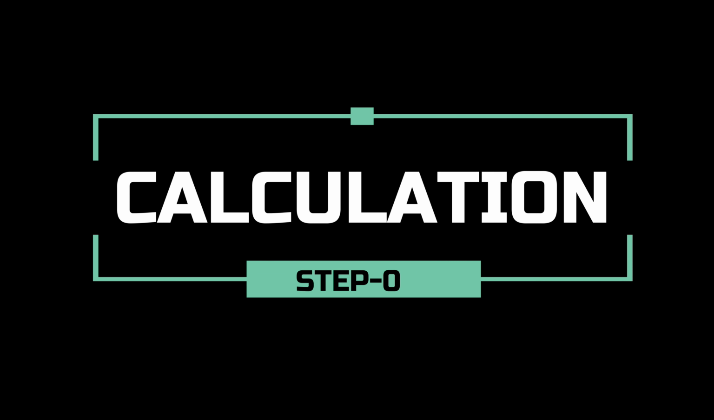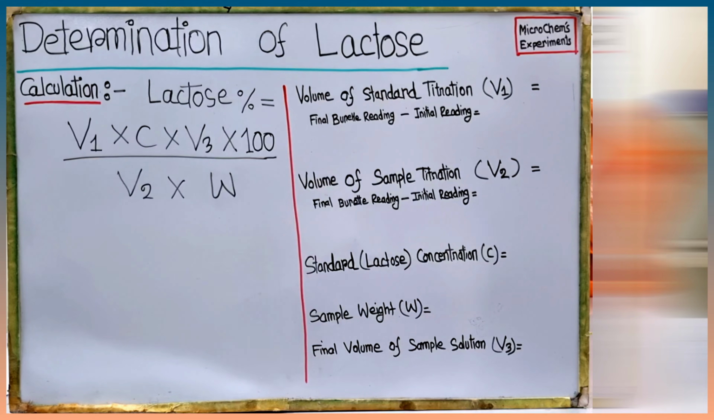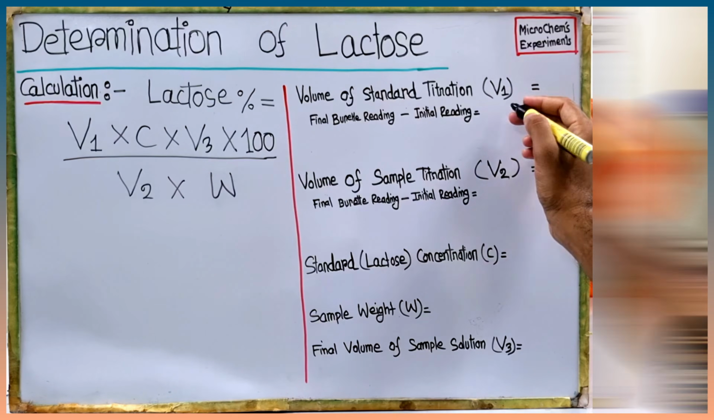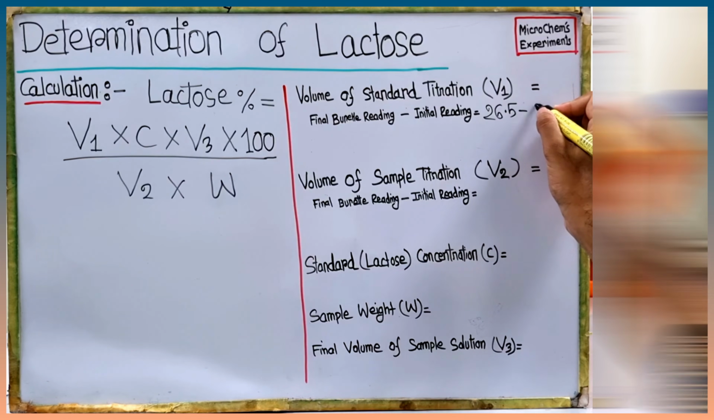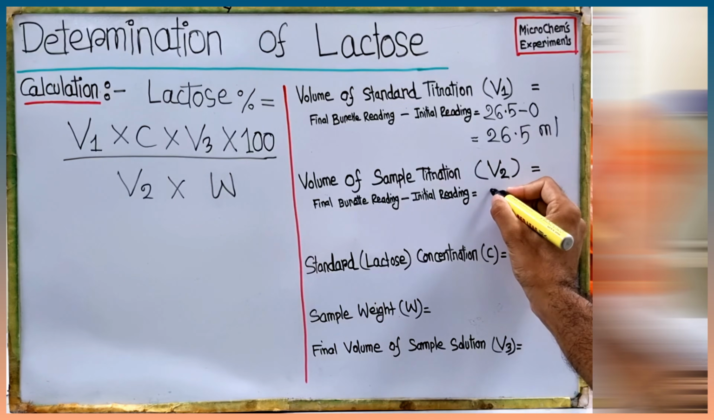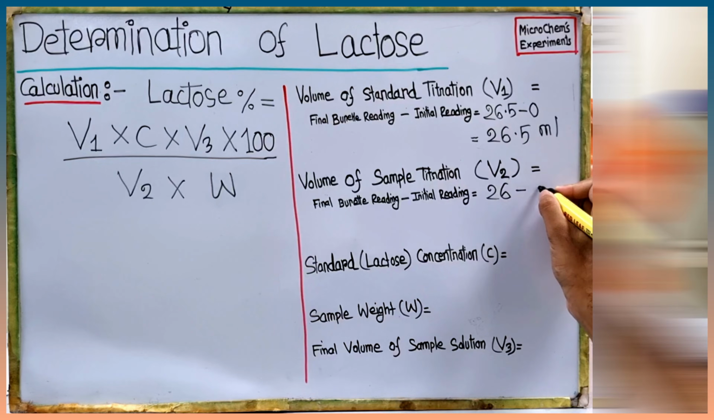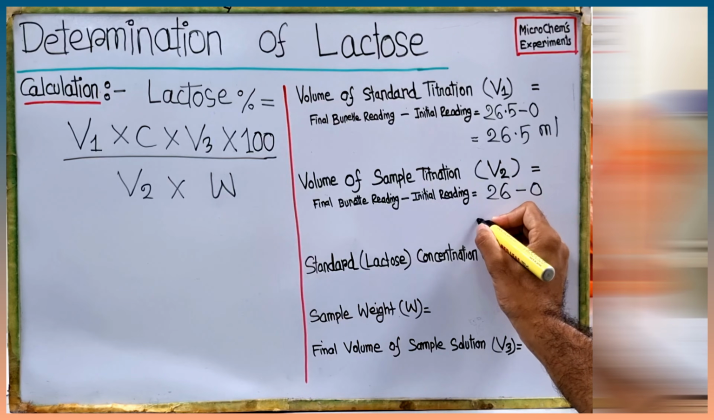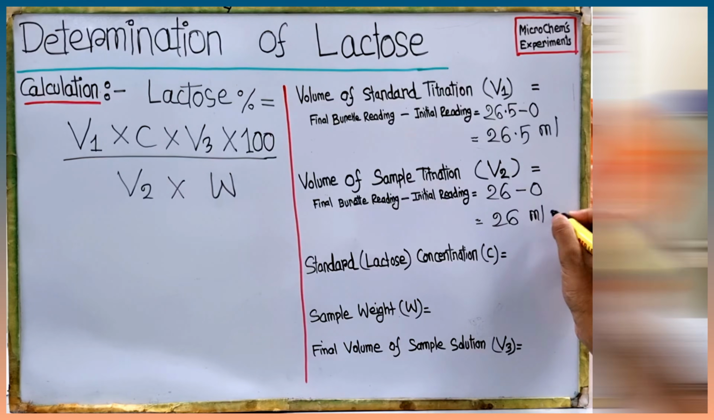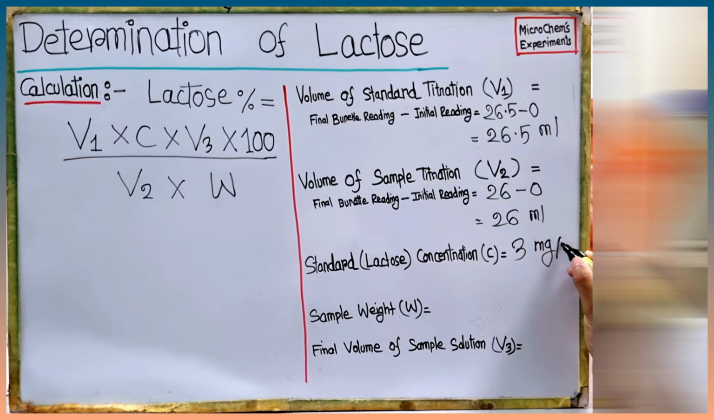Let's calculate the lactose percent of our tested sample. Volume of lactose standard solution used in the standard titration V1 is final burette reading minus initial reading, which is 26.5 ml. Volume of sample solution used in the sample titration V2 is final burette reading minus initial reading, which is 26 ml. The concentration of our lactose standard solution was 3 mg per ml.